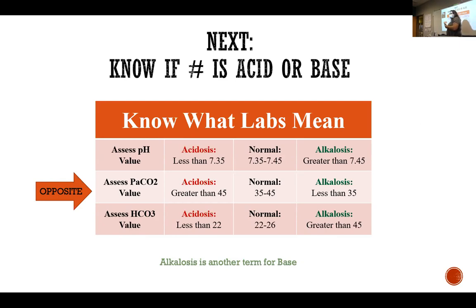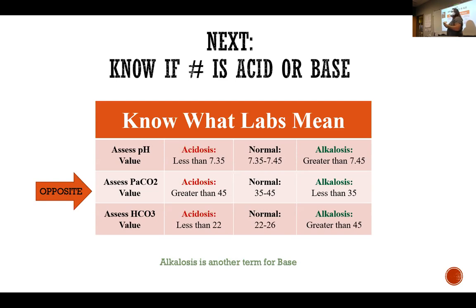Now, PaCO2, it's the black sheep of the family. It's got to be a little different, right? With pH and bicarb, the lower the number, it's acidic. The higher the number, it's basic. But with CO2, it's the opposite. So that's the one that gets flipped.